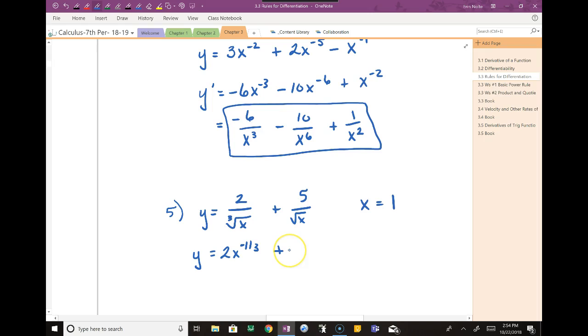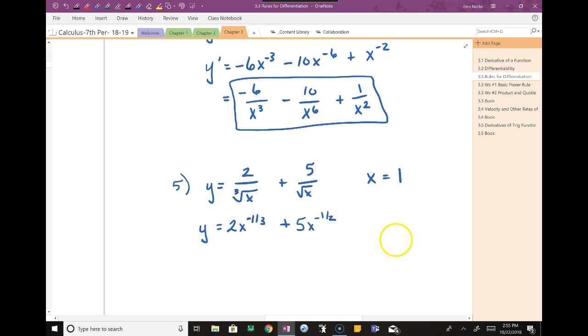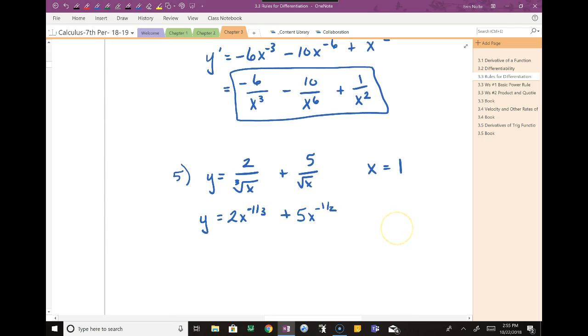Okay, what's my second term going to be? 5x to the negative 1/2. You just put in 1 for the x. Okay, so now I derive it. Yep, so now we're going to derive it.